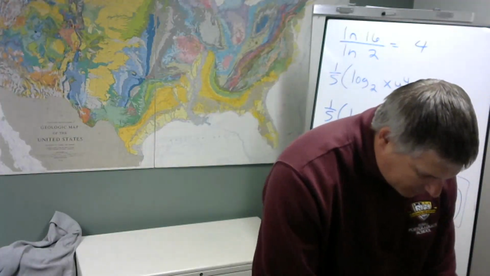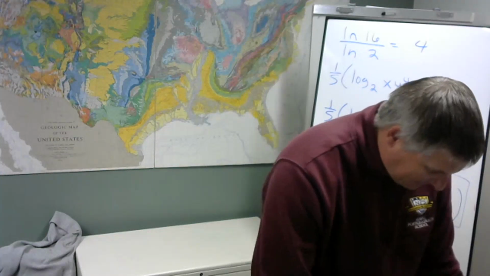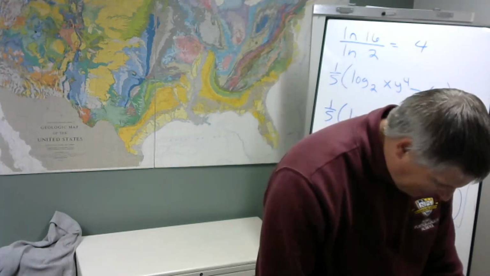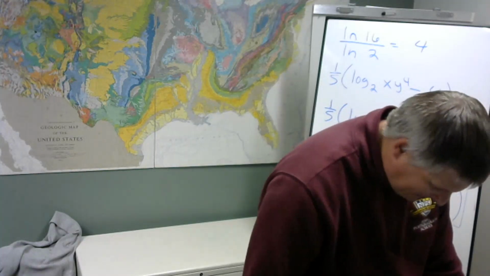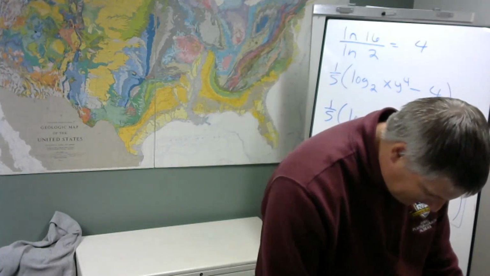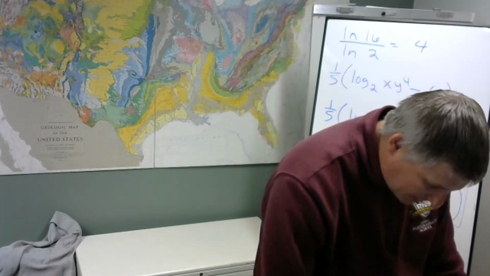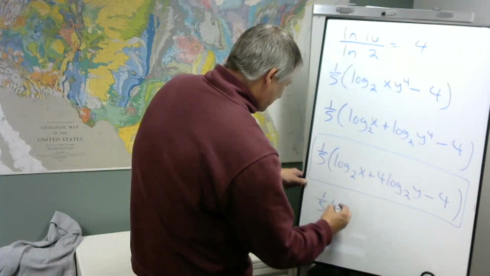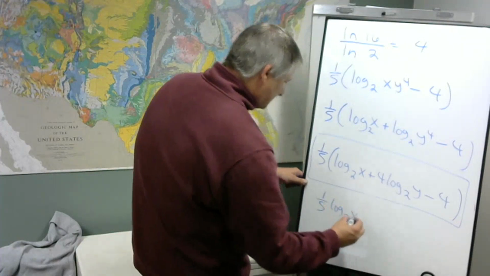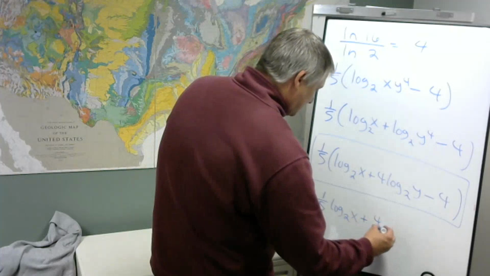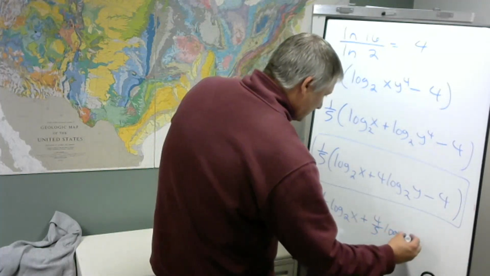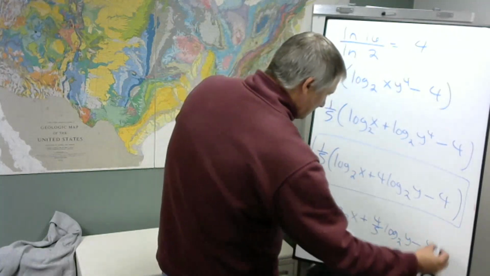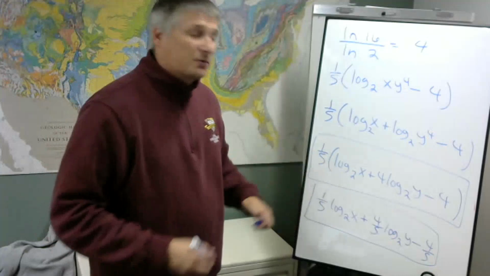Well, let me double check something with that one. Just curious if they want you to distribute the 1/5 or not. Let's see if they want you to do that. They do want you to distribute the 1/5. So you're going to have 1/5 log base 2 of x plus 4/5 log base 2 of y minus 4/5. So they do want you to distribute this 1/5 at the end.